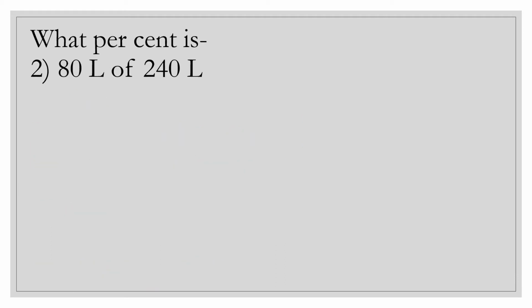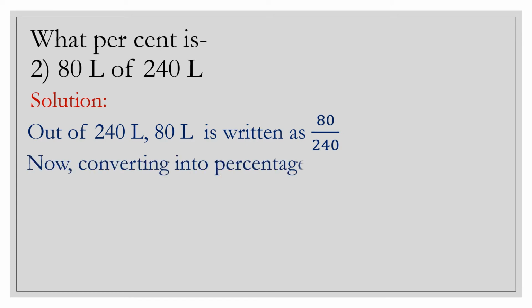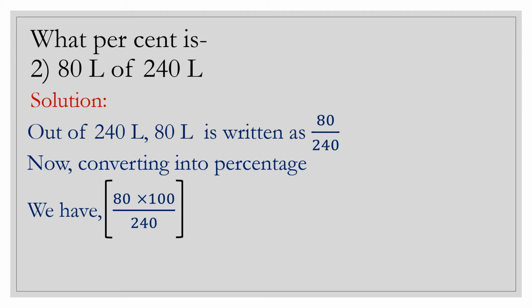The next is question number 2. What percent is 80 liter of 240 liter? See, in this question, out of 240 liter, 80 liter is written as 80 upon 240. Now, converting into percentage, and we know that if we convert a fraction into a percentage, multiply the fraction by 100 and put the percentage symbol. So write down 80 upon 240 multiply by 100 in bracket and put the percentage symbol.